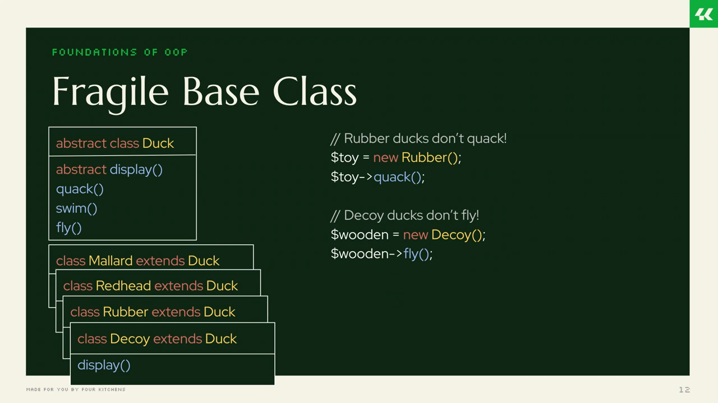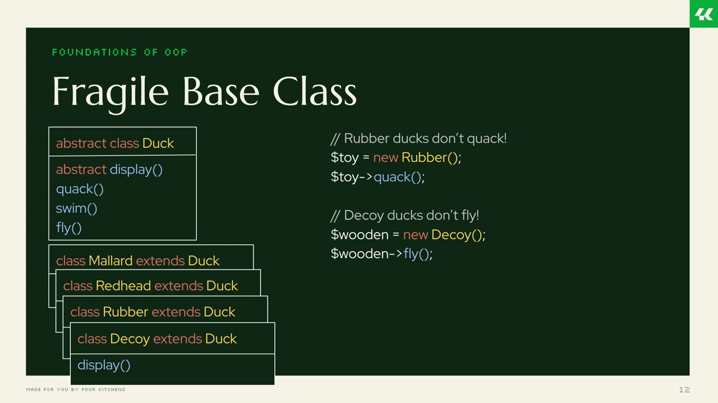I've taken my cool new duck app to a conference, and I want to demo it to the latest and greatest techrepreneurs. Is that a word? I don't know. It is now. And I have my mallard duck and my redhead duck, and now I have a rubber duck that's quacking, and that's insane. Rubber ducks don't quack, rubber ducks squeak. And I have a wooden duck, and it's flying, and that's just not true.